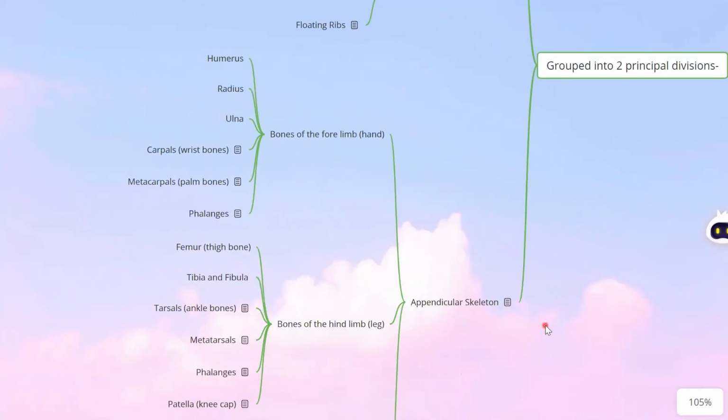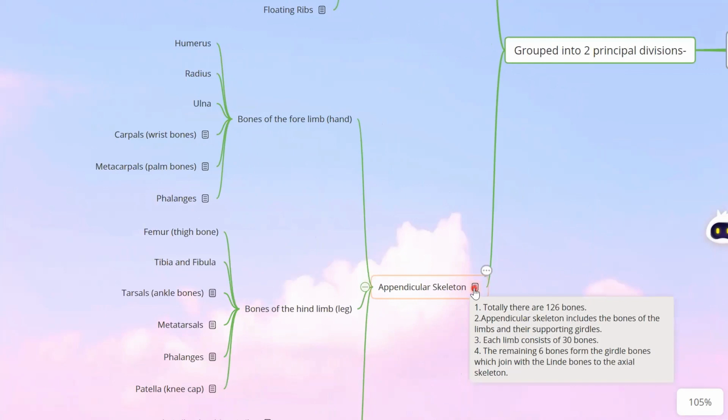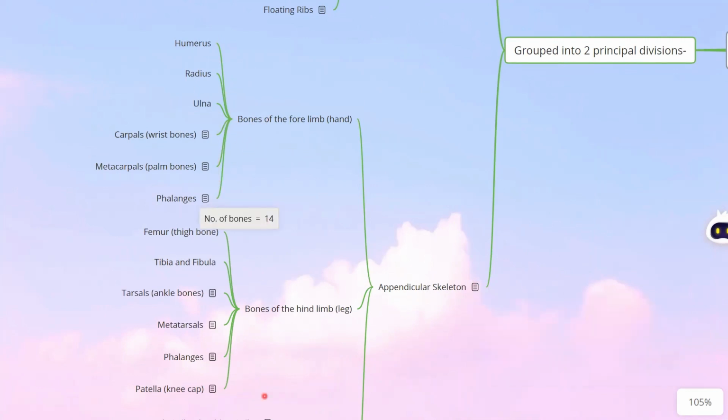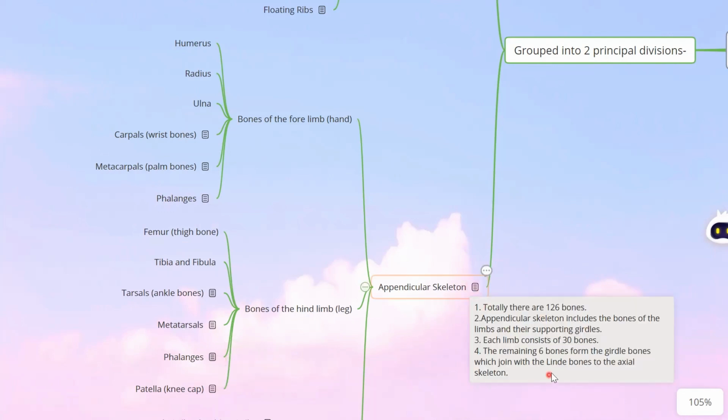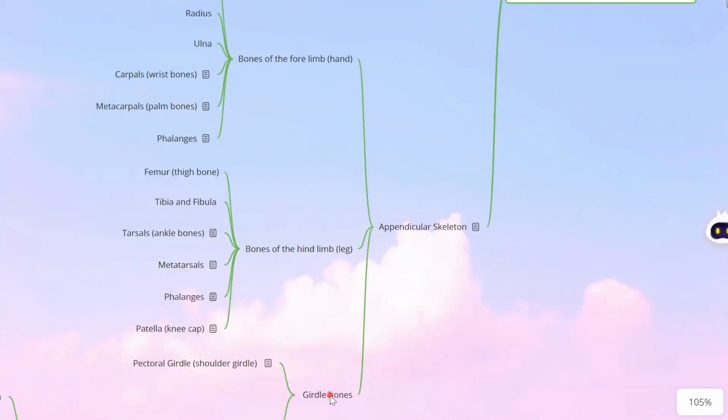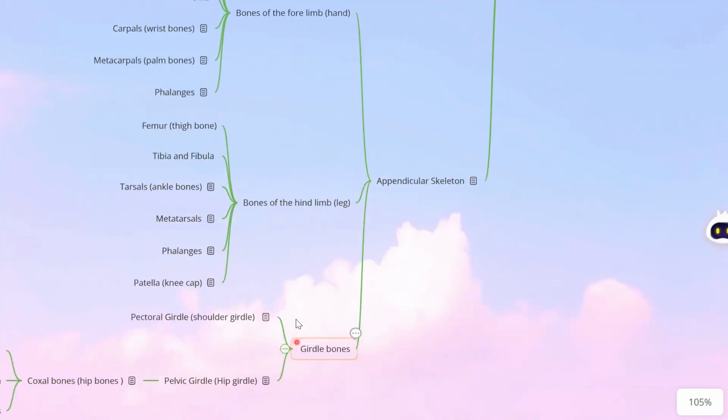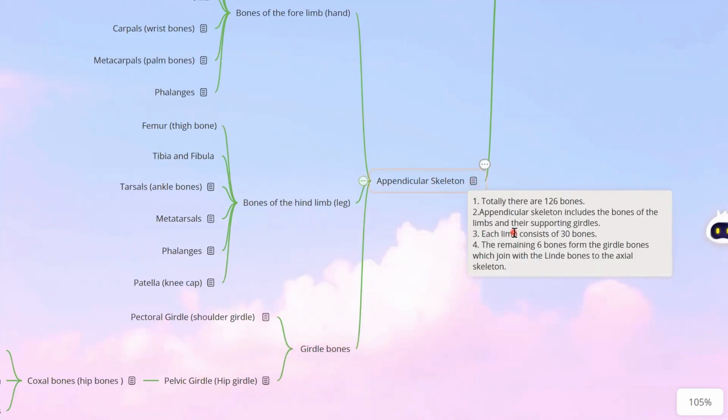That is, in the appendicular skeleton, there are totally 126 bones, and the appendicular skeleton includes the bones of the limbs and their supporting girdles. Each limb consists of 30 bones. So the bones of the forelimb, if we count the total, will become 30 bones. Here also, if you count the total, it is 30 bones. The remaining 6 bones form the girdle bones.